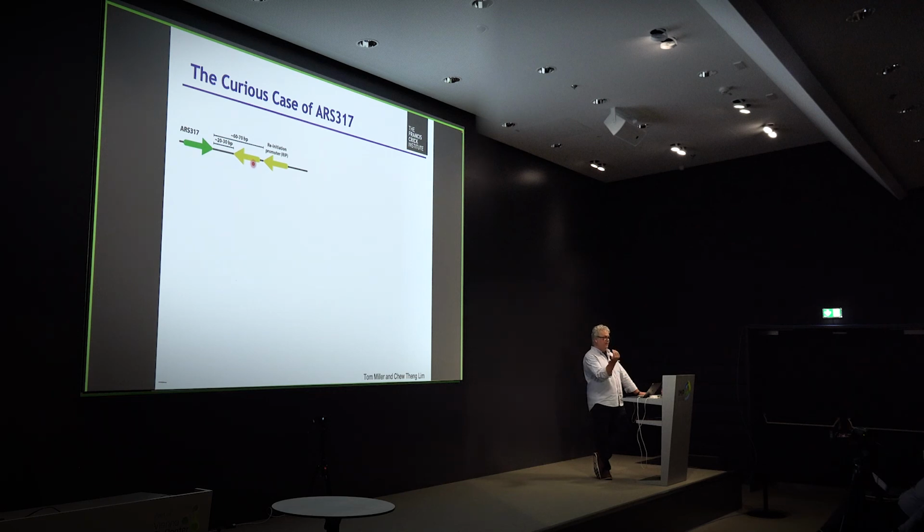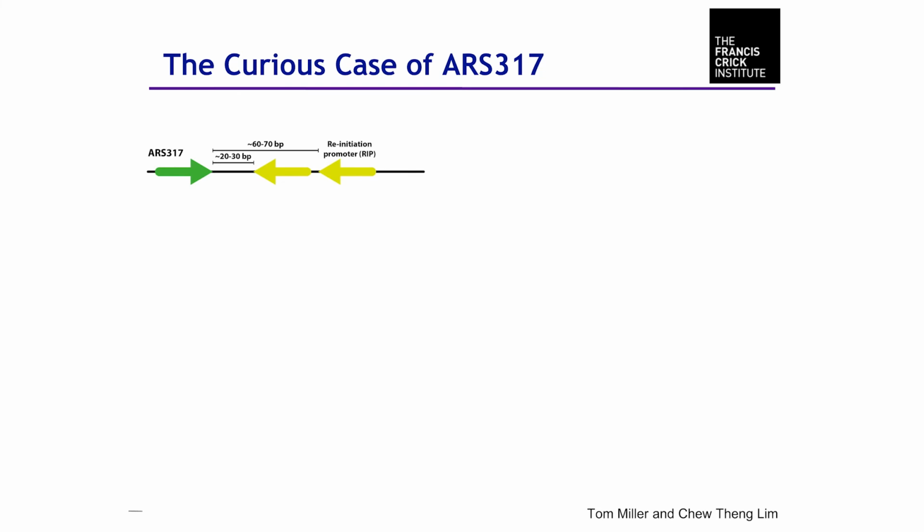If you look at the sequence, it's got lots of near matches to the ORC binding site. But then they identified this thing they called a reinitiation promoter that was further away. And this was absolutely essential for reinitiation, but wasn't required for normal replication.